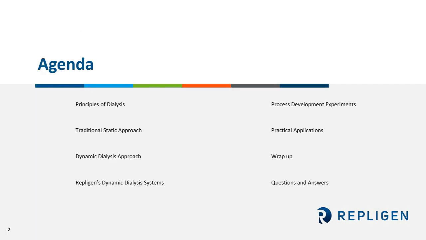So in this short webinar, we're going to go over a few things. First, we're going to refresh you on the basic principles of dialysis, talk about what you may be used to as the traditional static approach, introduce the concept of dynamic dialysis, go over briefly Repligen's portfolio of dynamic dialysis systems, and do a little bit of PD proof of concept experiments. At that point, I'm going to pass it over to my colleague Cassidy, who's going to go over some practical applications, wrap up, and we'll have hopefully plenty of time for Q&A.